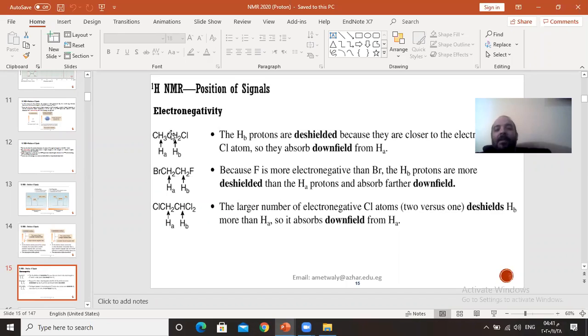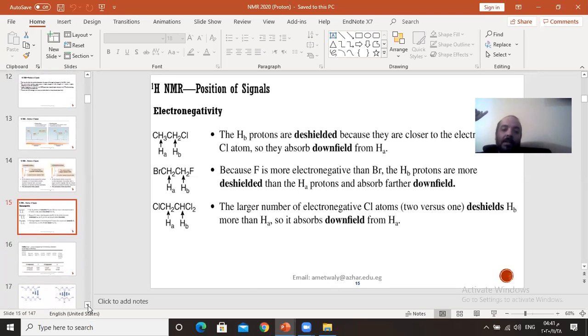So for example, if I have here proton A and proton B, proton B will be much more downfield because it's directly attached to chloride. And if we have here fluoride, it is more electronegative than bromide. So proton B will also be much more downfield because the nucleus is de-shielded much more. Here B is also more downfield because we have two chlorides, but A is attached to only one chloride. So the number also matters.